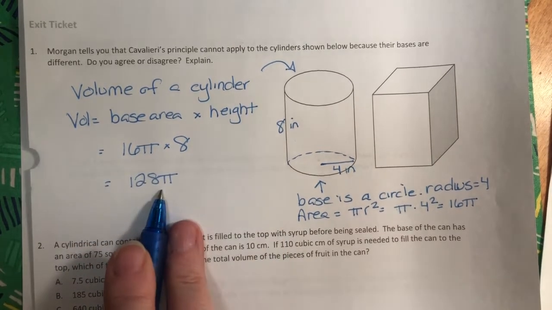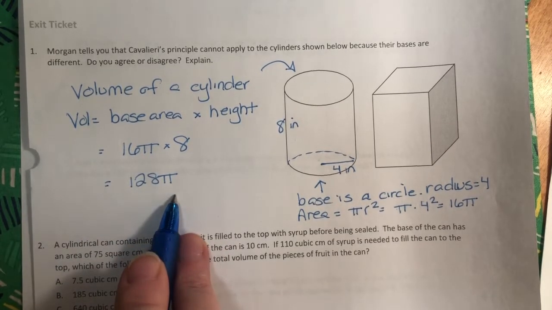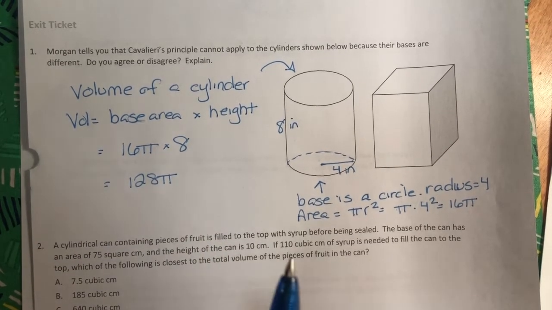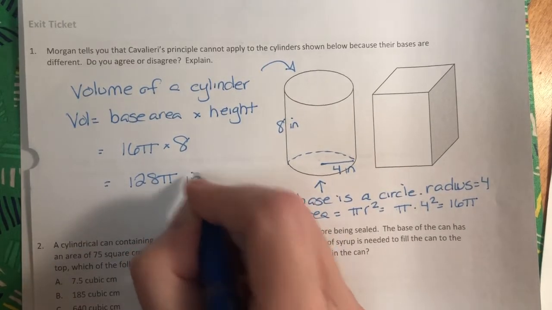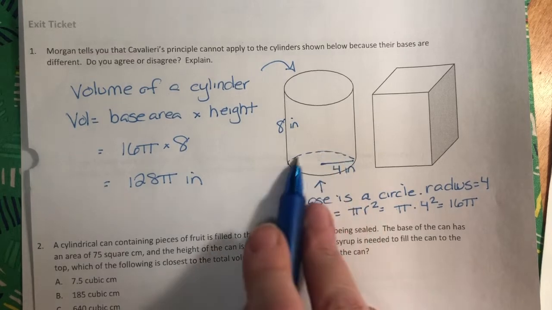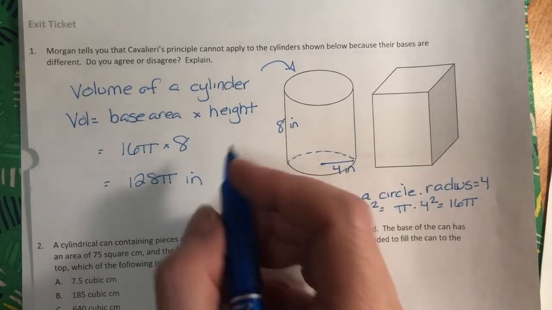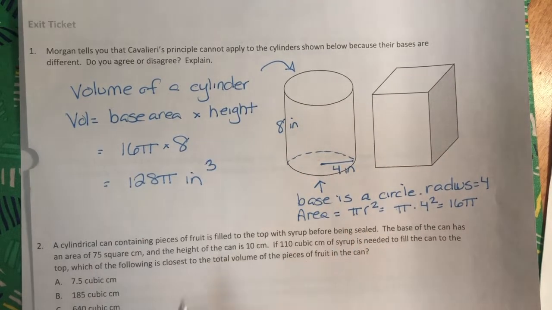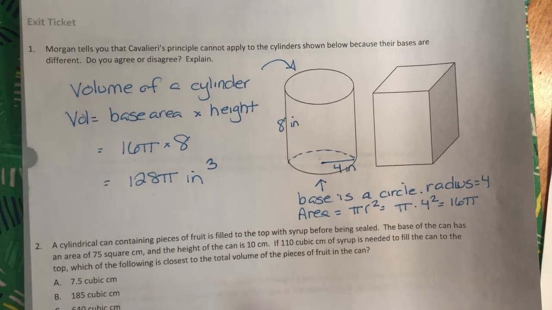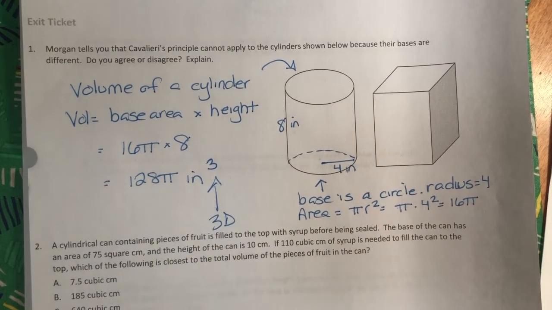We can leave it at pi. We don't have to convert that. So 16 times 8 is 128 pi. And the units, you guys, are in inches. But we have inches for the area, which would be square inches, times inches vertically with the height. So it's inches cubed, or cubic inches, right? Why? Because this is a 3D object. It's got inches going in 3 different dimensions, right?